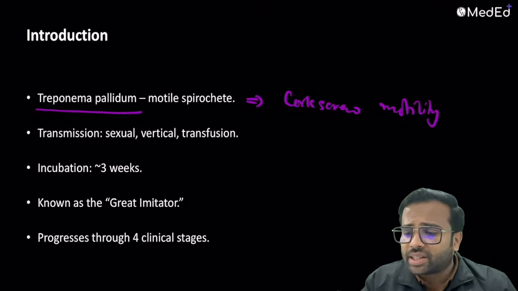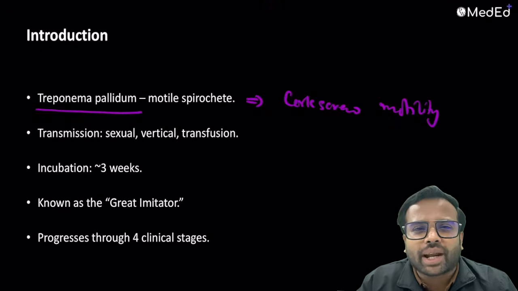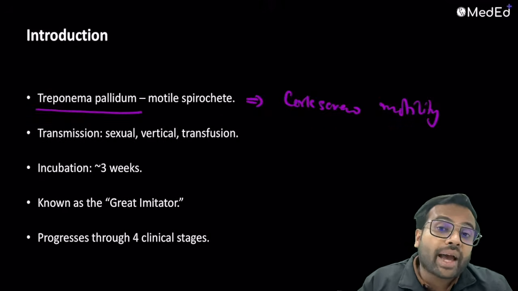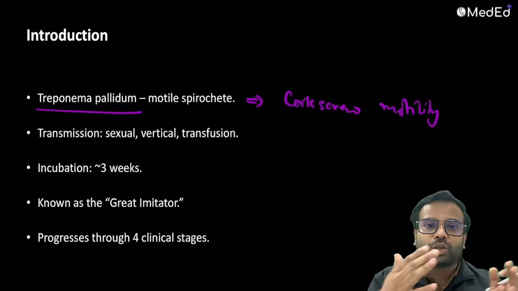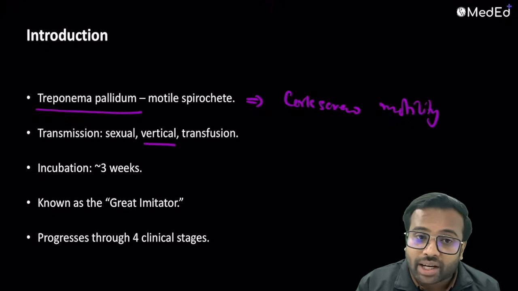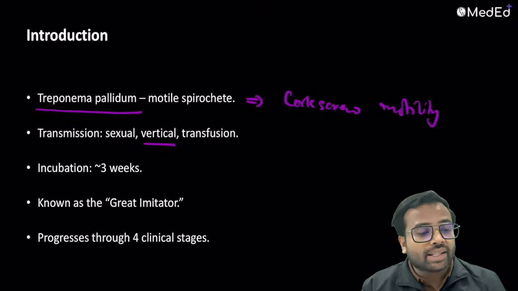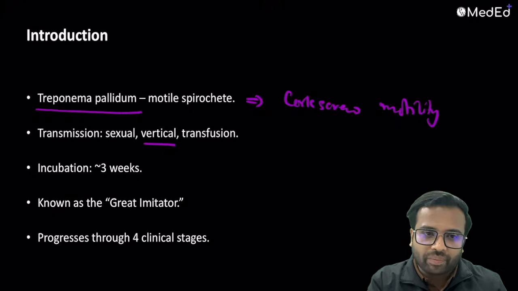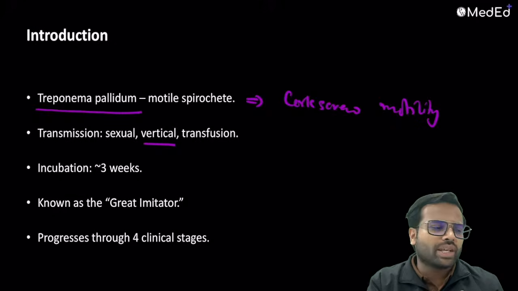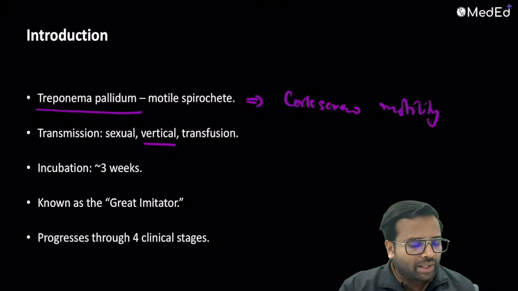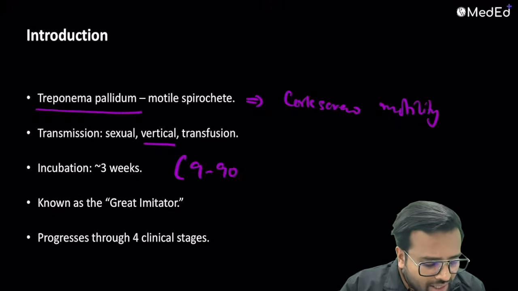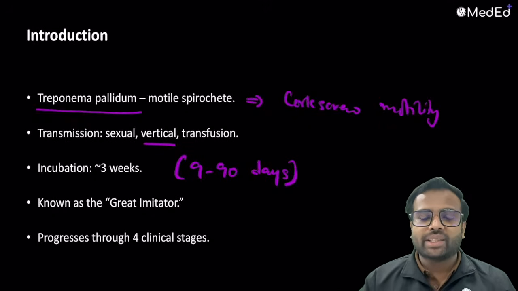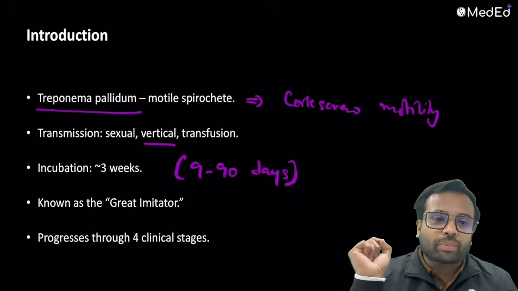As you know, this disease is a sexually transmitted infection. The transmission can be sexual, and it can also be transmitted from the mother to a child, so there is vertical transmission as well. In some cases, it can also be transmitted via blood transfusion. The basic incubation period you can remember as 9 to 90 days. This is easy to remember: around 9 to 90 days is the incubation period of Treponema pallidum.